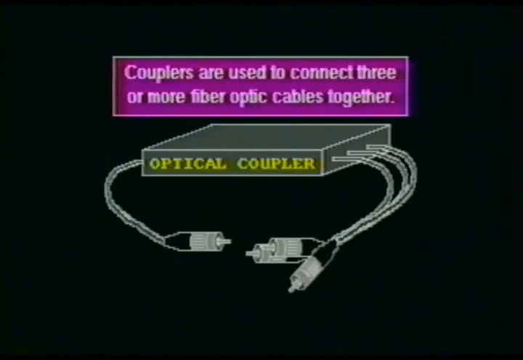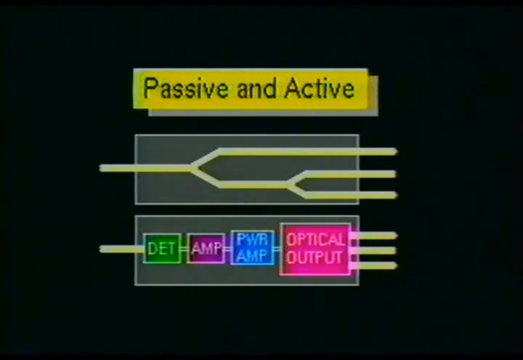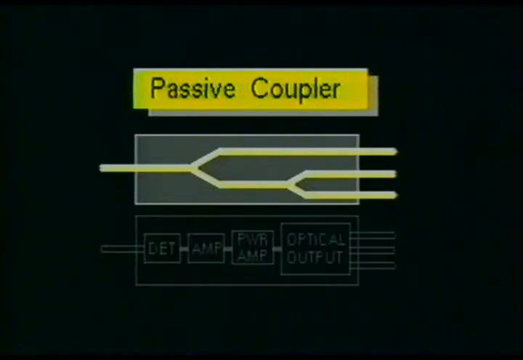In this portion of the video, we will discuss fiber optic couplers. The one primary difference between the coupler and the connector you just studied is that couplers are used to join 3 or more fiber ends together. Couplers are classified as being active or passive. We will begin with examining the passive coupler first.